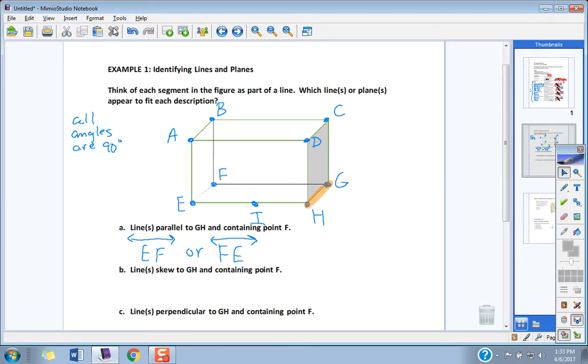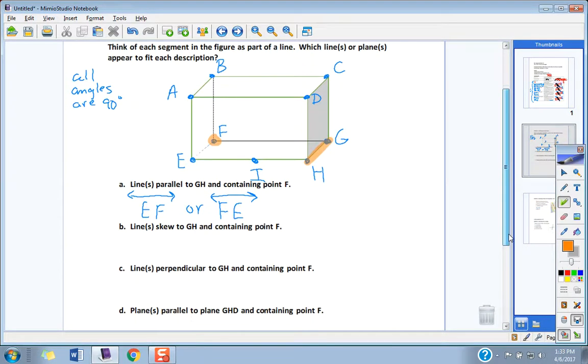Okay. Next one says you have a line or lines that is skew to GH. This one right here again. And again, it has to contain which point, kids? It has to contain F right here. So which line would be skew to GH through F?